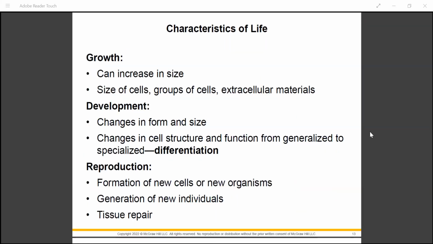Our fourth characteristic is growth. Organisms should be able to increase in size. This includes increasing cell size, creating more cells or groups of cells, and being able to produce more extracellular material. An example of this would be when bones grow, they continue to multiply and have more bone cells.